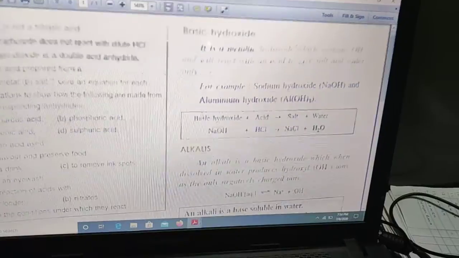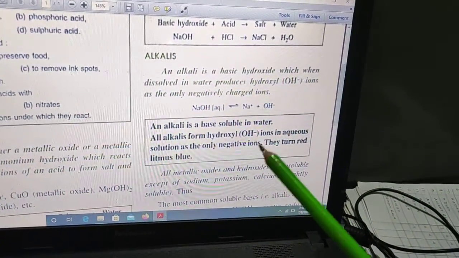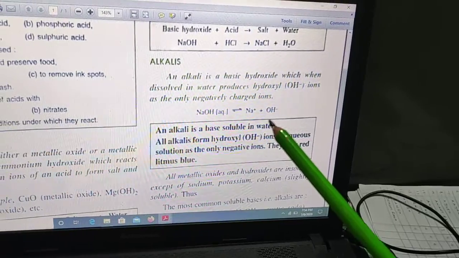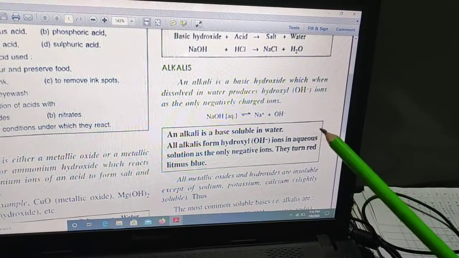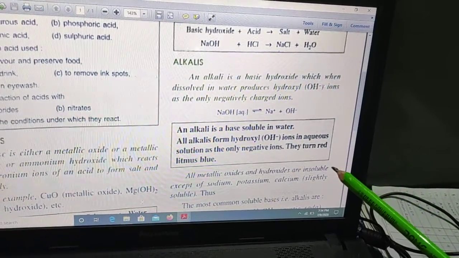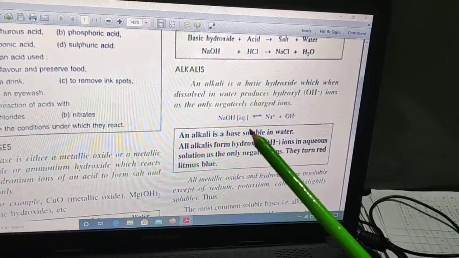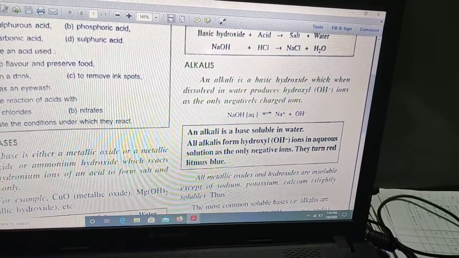Now there is a term called alkalis. What does an alkali mean? An alkali is a base which is soluble in water. Say for example sodium hydroxide is an alkali because it is soluble in water.